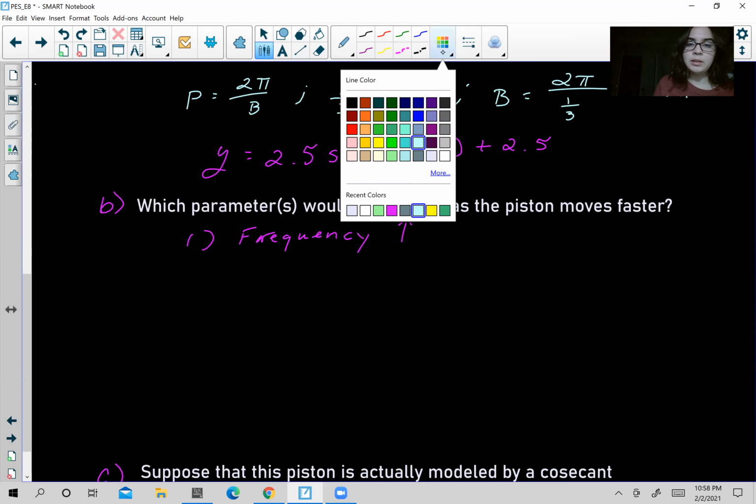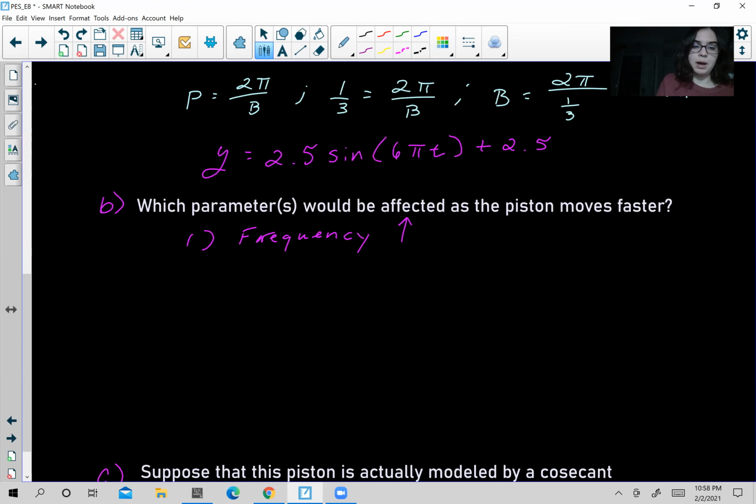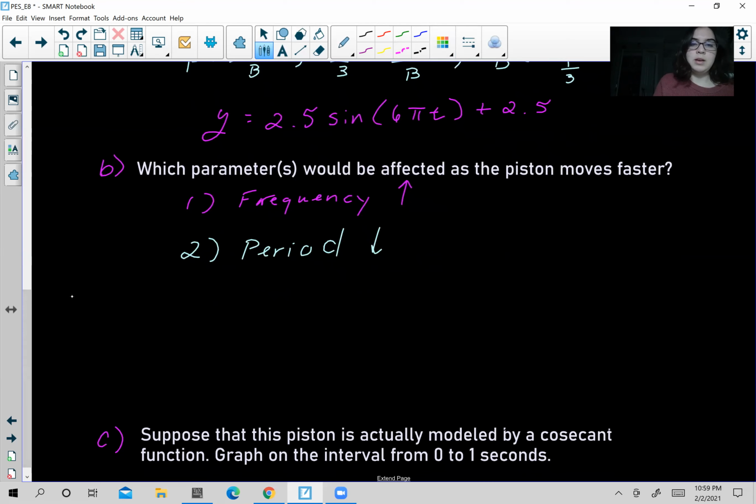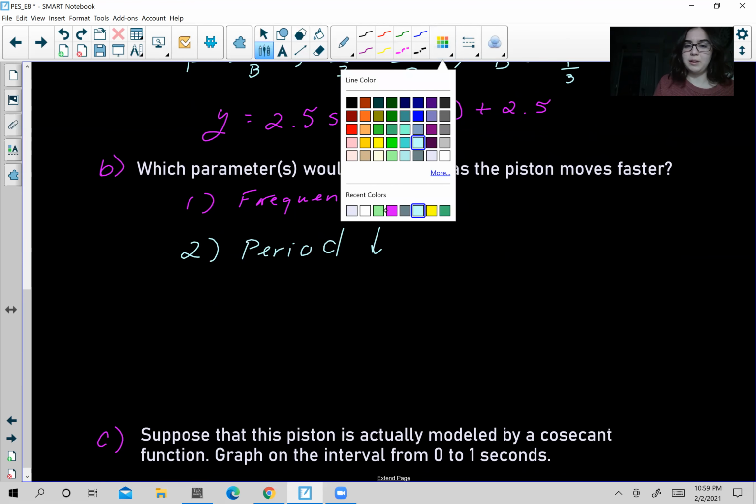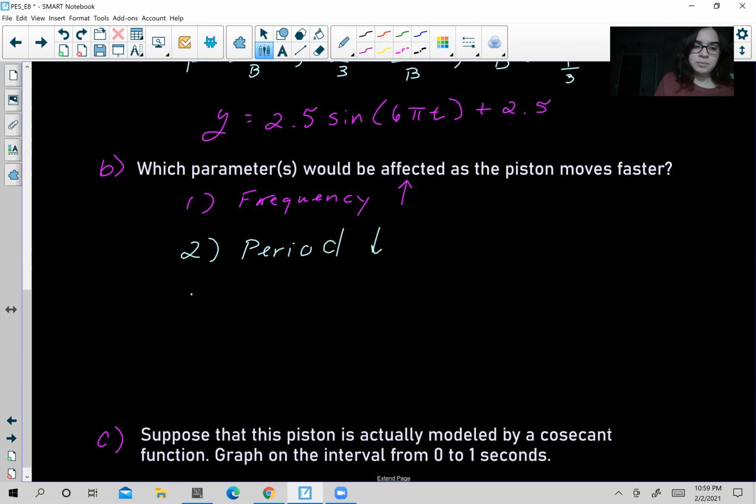Okay, and then that's going to lead me to wonder, well, what does that impact? We know that frequency and period are related, and they're inversely related. So if frequency increases, that means our period is going to decrease. So the amount of time it takes to complete one cycle is going to decrease. Okay, and we also know that period is related to the wave number, b.